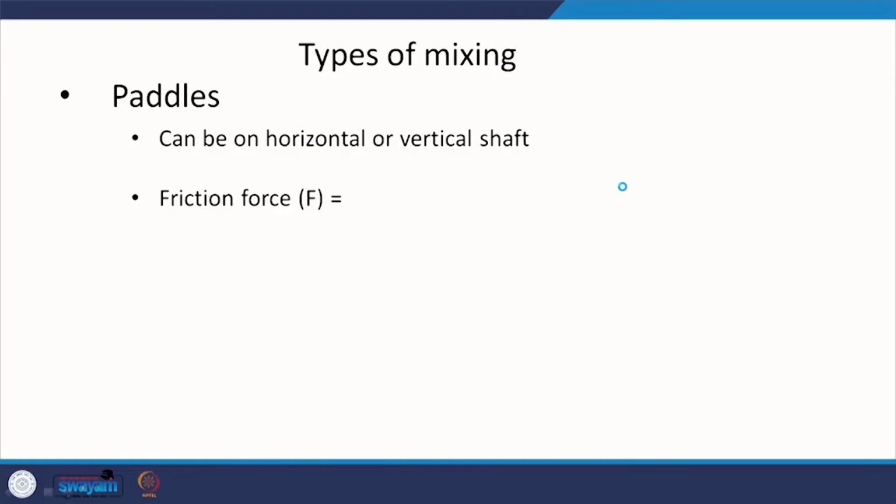All the particles are going to break up, or the flocks are going to break up. Let's move on. So types of mixing based on paddles, as we saw, can be horizontal or based on a vertical shaft. So what is of concern? How is it that the energy transfer will take place? So here it's friction force. This is coefficient of drag, area and such.